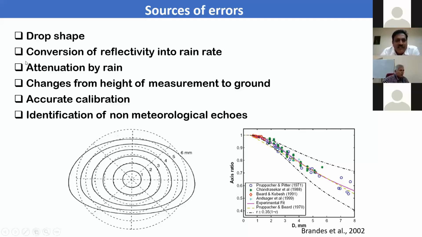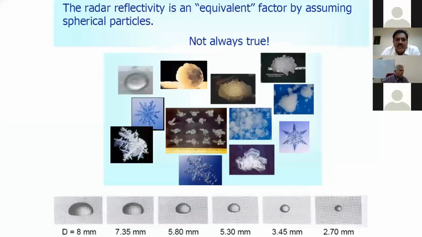Another problem is the conversion of reflectivity into rain rate. Maybe I'll show one slide on what the problems are here. In nature, normally all drops are not spherical. You see the ice particles having different shapes, and the drop sizes and shapes also differ.